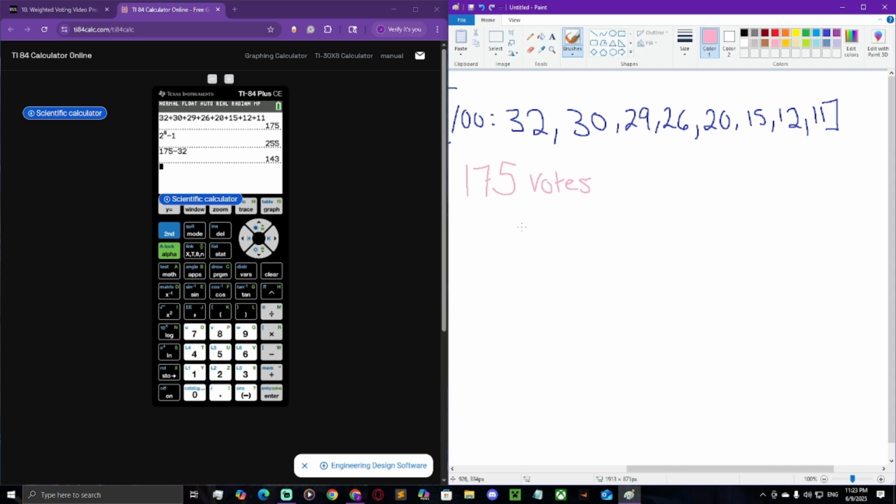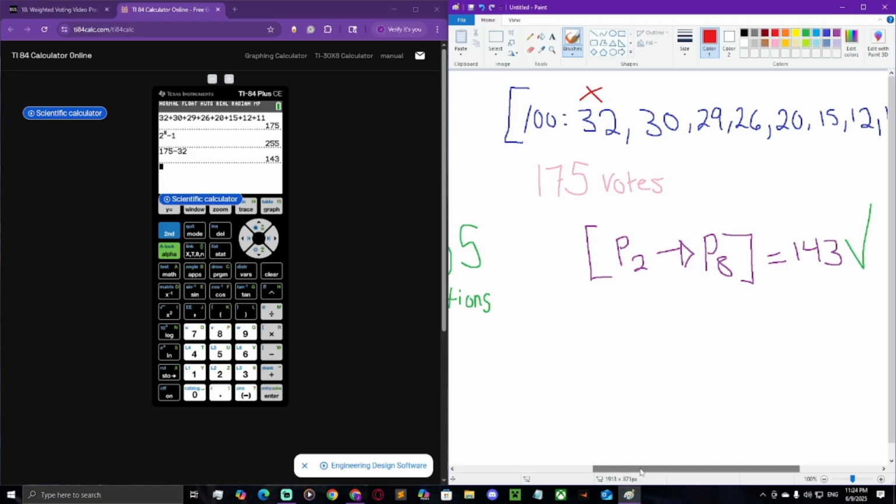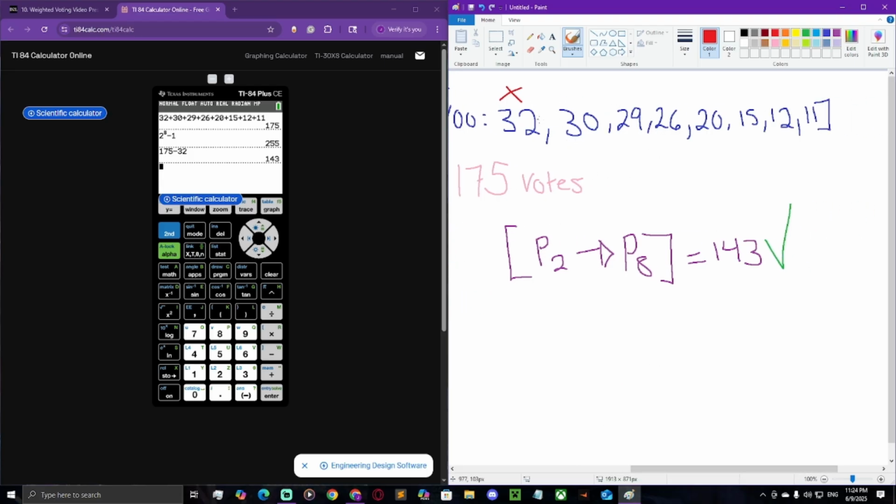So if we just do a coalition of P2, meaning 30, to P8, that would equal 143 votes. And we're going to put a green check mark because that would pass, and a red check mark meaning 32 is not critical. This applies for every single one because removing just one of these players would not put the vote lower than 100.